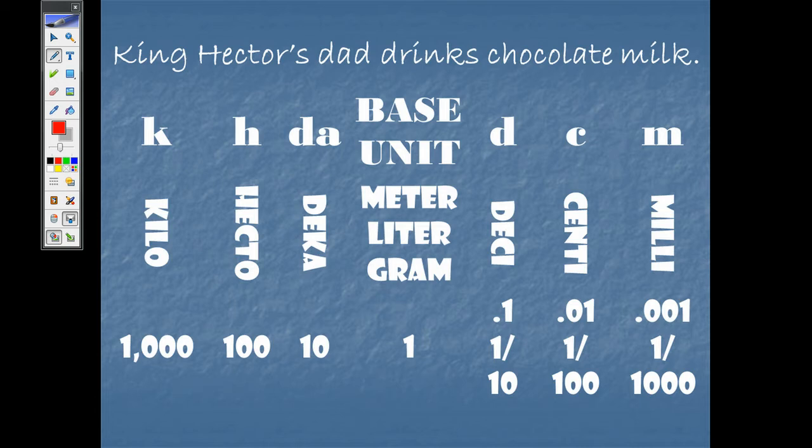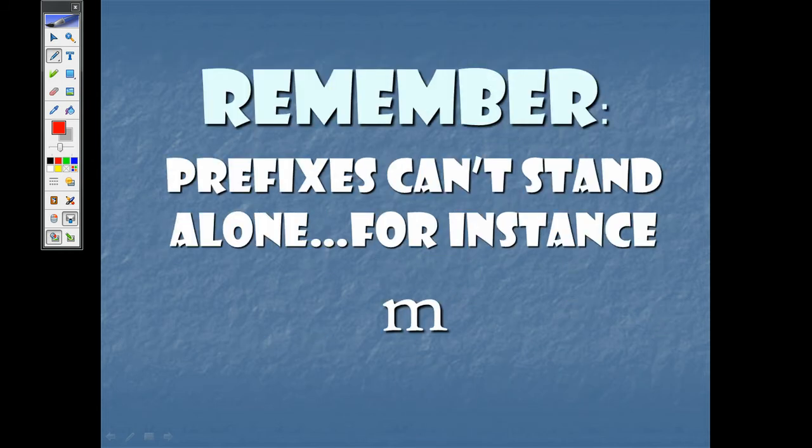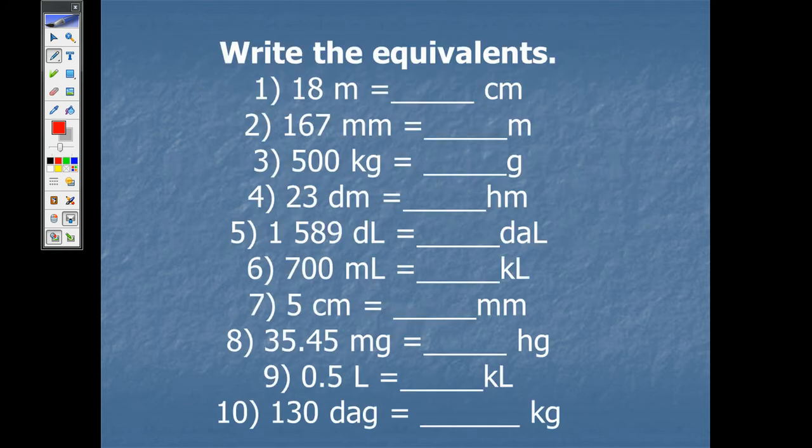So here we go. King Hector's dad drinks chocolate milk. KHDA-DCM. What we do in order to figure these out is we got to know what we start with. And remember that these things cannot stand alone. That M does not mean milli. That M means meter. So MM would mean millimeter. So this is going to be our bell work. We're going to work through the first 5.